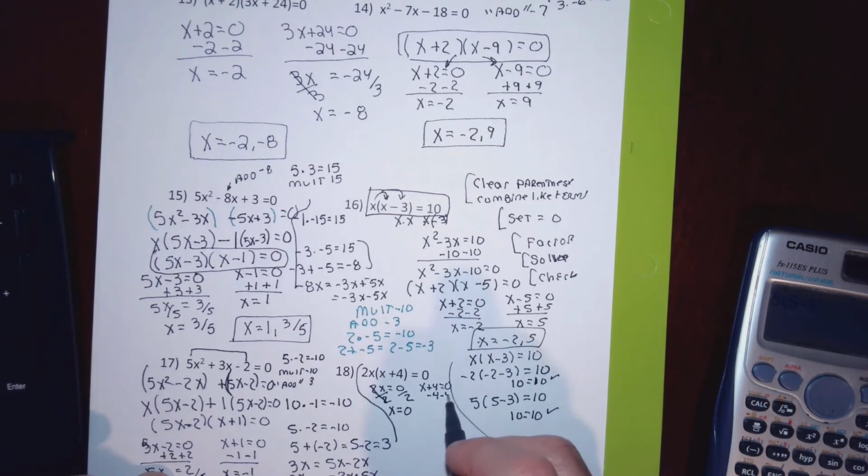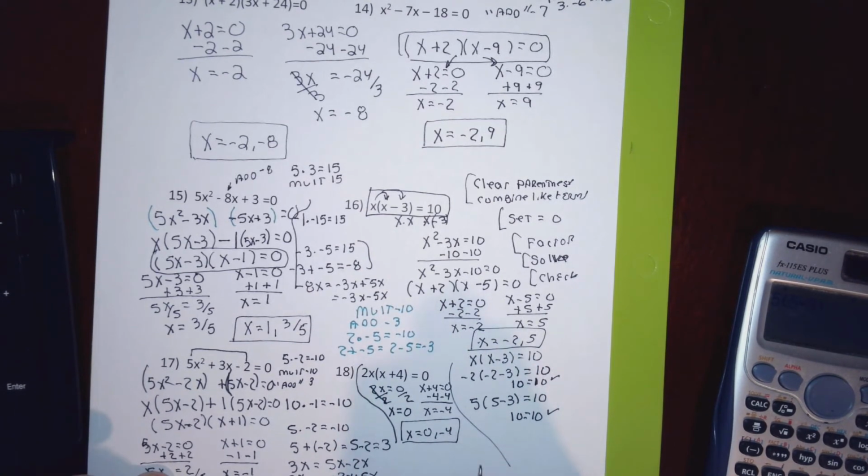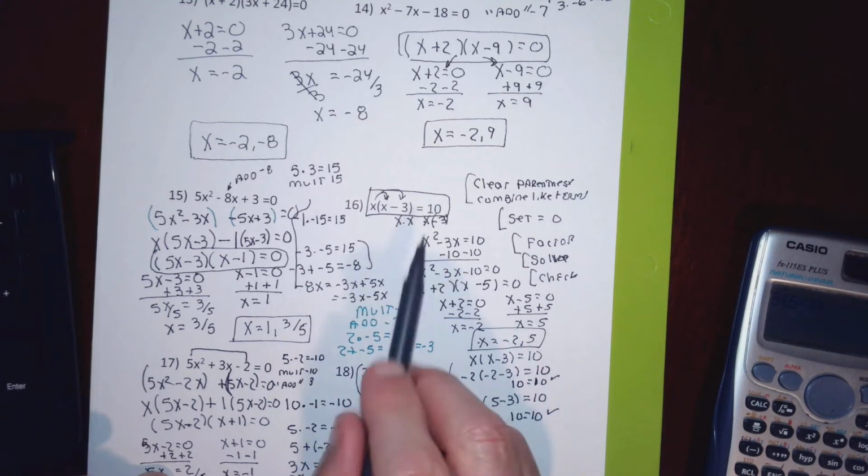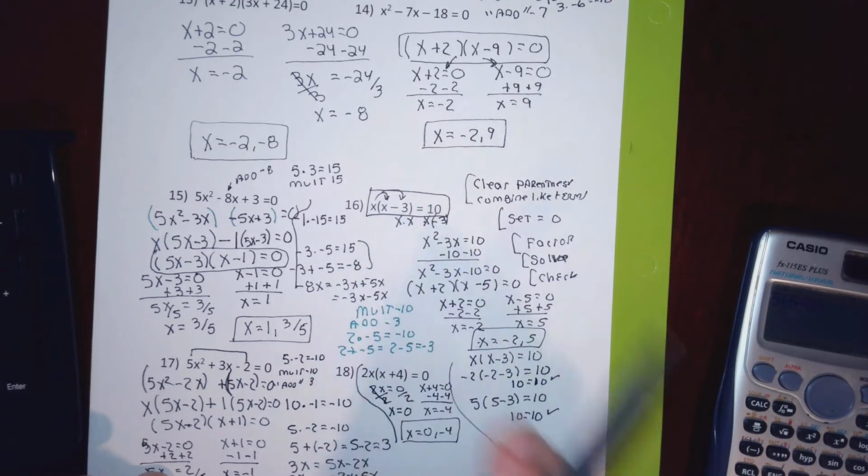The x plus 4 factor, I'd minus 4 from both sides and get an answer of -4. So for problem 18, my answers are 0 and -4. I shouldn't clear the parentheses. The only time I clear the parentheses when there's factoring is if the right side isn't 0.